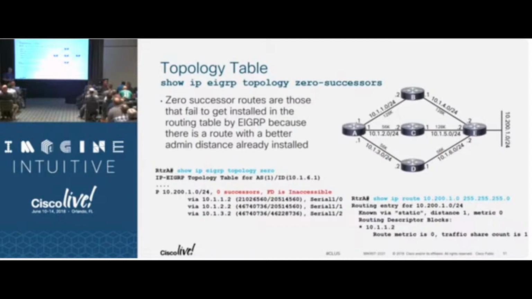This typically happens if you have either BGP or static routing also running on the router, and they compete for the same network to be installed into the routing table. Important thing about zero successor routes, they will not be advertised further in EIGRP. Your neighbors will not learn about these networks from you because you cannot use them, so you cannot guarantee their loop freedom. So we don't advertise them.